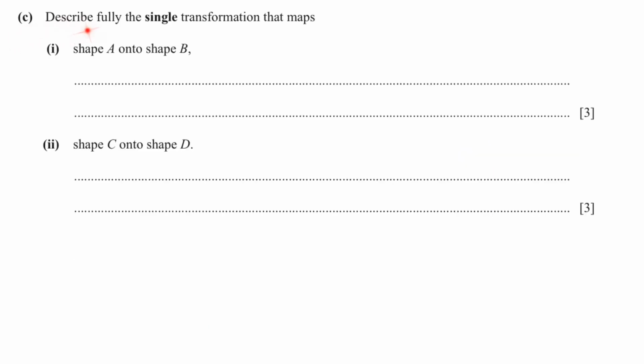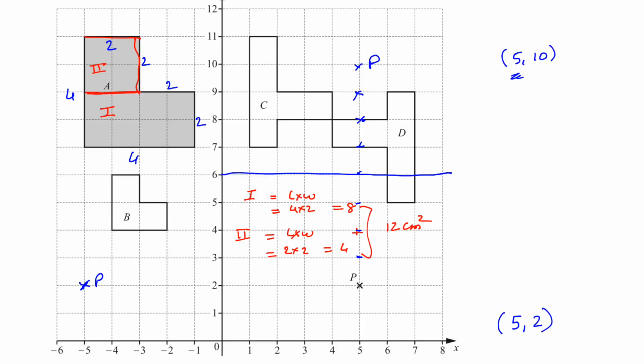C. Describe fully the single transformation that maps shape A onto shape B. It's a 3-mark question. This is shape A and this is shape B. We know that it is an enlargement. Whenever you have enlargement, you need 3 things to get your full 3 marks. You need to write that it is an enlargement, you need to find the center of enlargement, and you need to find your scale factor.